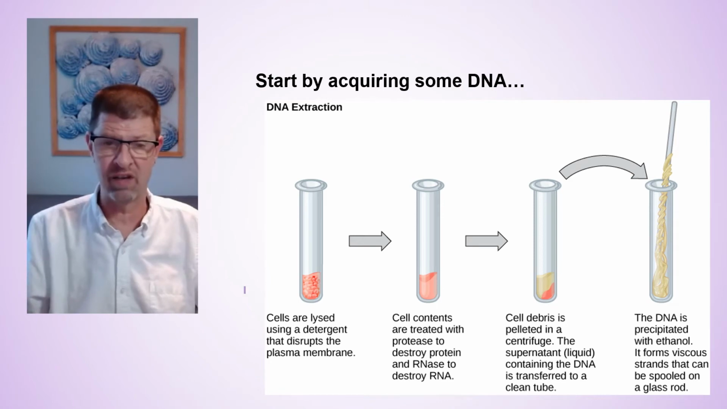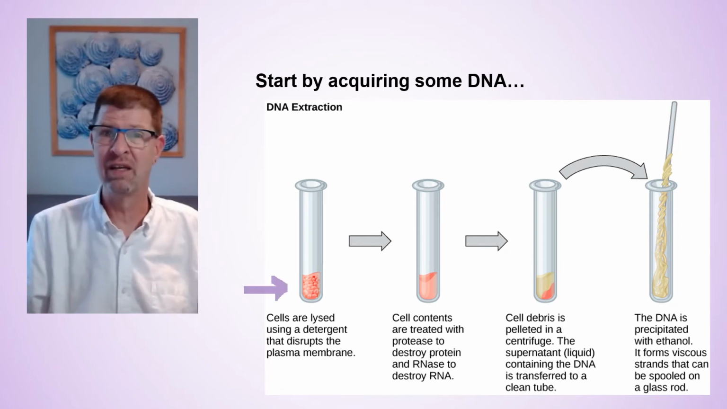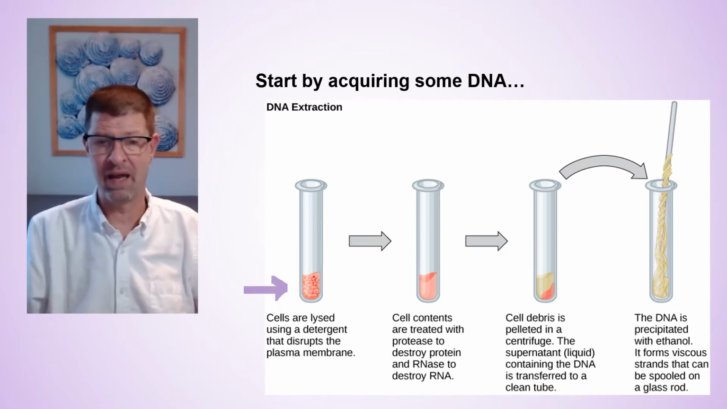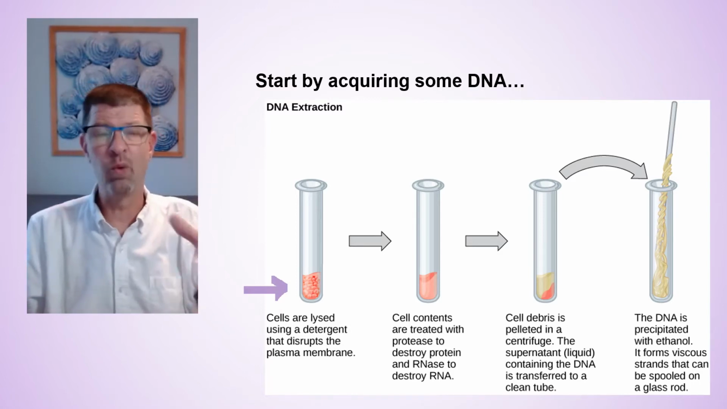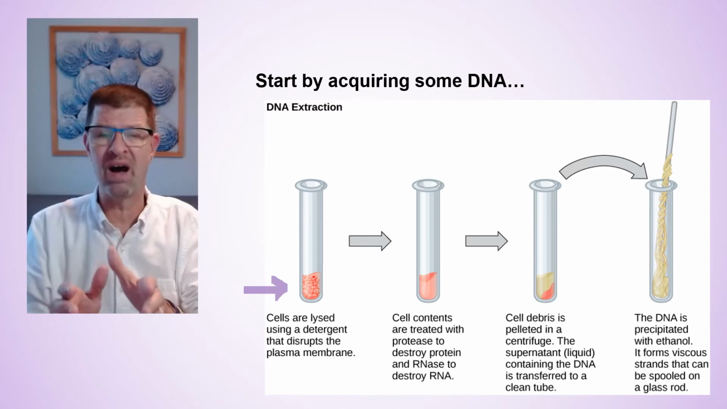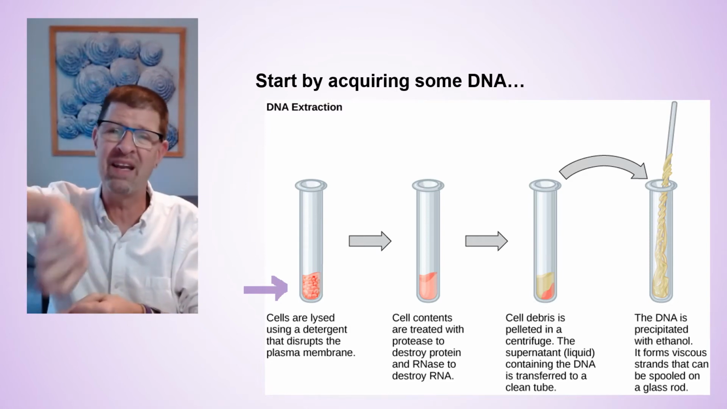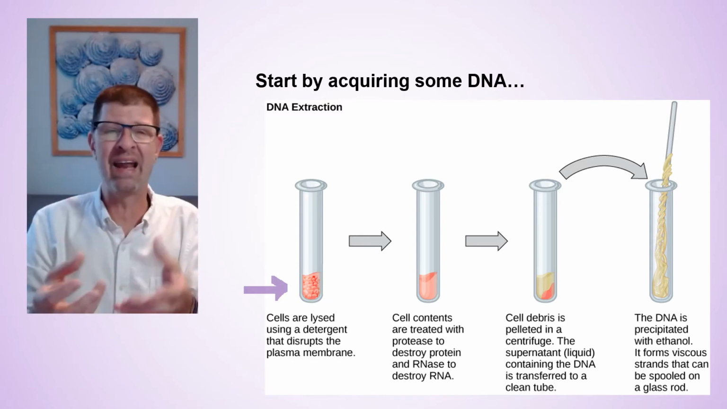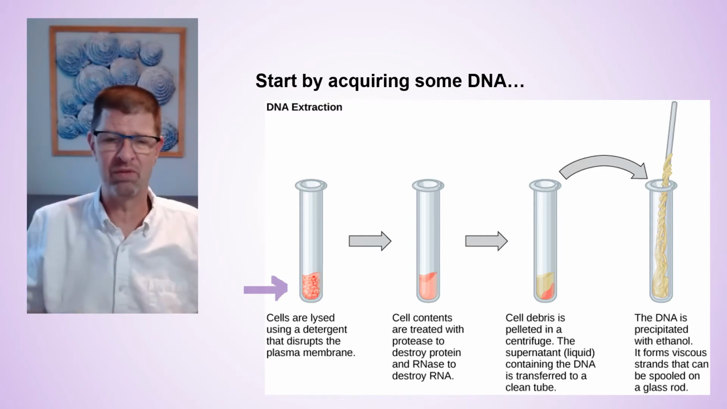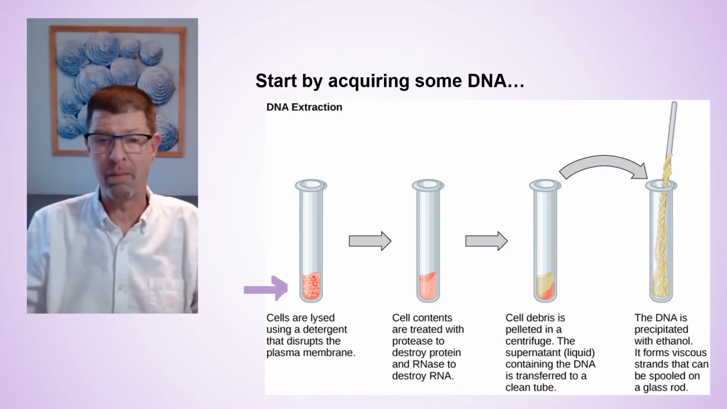So here we have cells. Don't know what it is. It looks a little pink. Maybe it's some meat or something like that. We're going to take some cells and we're going to lyse them. L-Y-S-E. That just means bust them open. Sometimes we do it by grinding them. Sometimes we do it by adding solvents that break the outside of them up. But we're going to bust them up, okay?